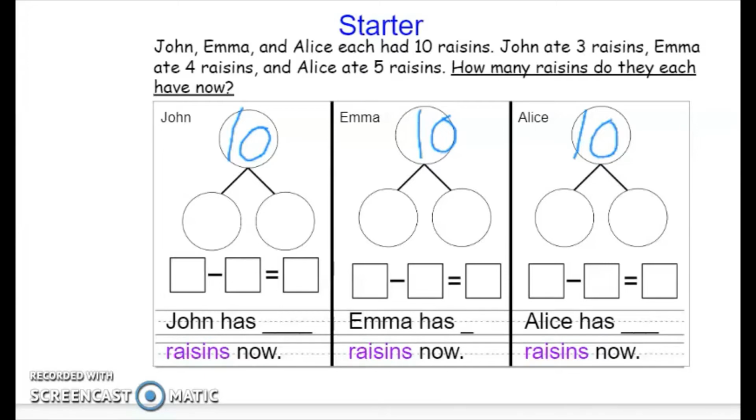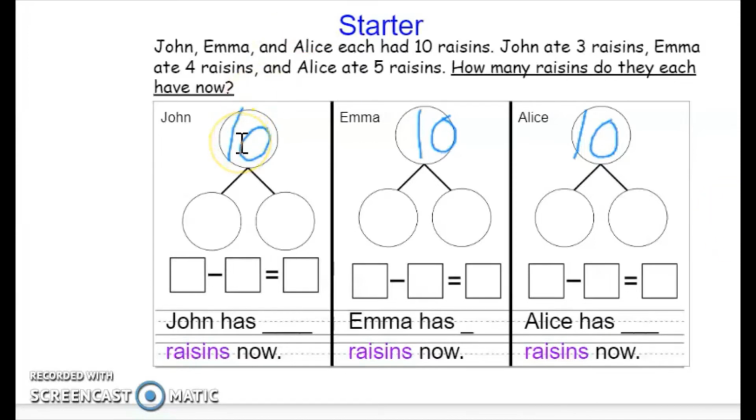John ate 3 raisins, Emma ate 4 raisins, and Alice ate 5 raisins. My friends, when we have food in front of us and we eat, does the amount become more or less? Yeah, it becomes less because it disappears into our stomach. Because they are eating raisins, the 3 for John is going to be a part. The 4 for Emma is a part, and the 5 for Alice is also a part. So let's go ahead and put it into our number bond.